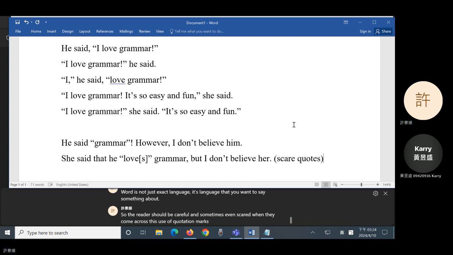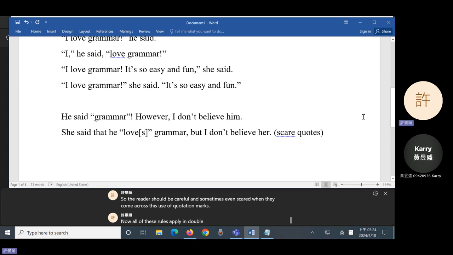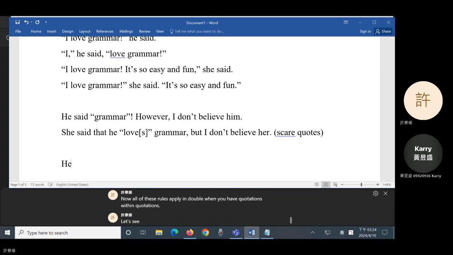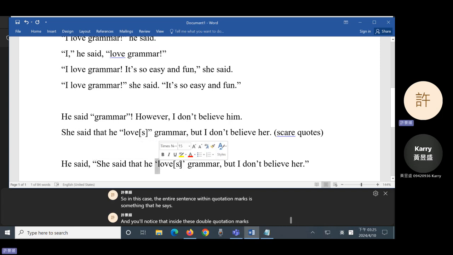Now, all of these rules apply in double when you have quotations within quotations. Let's see. So in this case, the entire sentence within quotation marks is something that he says. And you'll notice that inside these double quotation marks, we use single quotation marks.